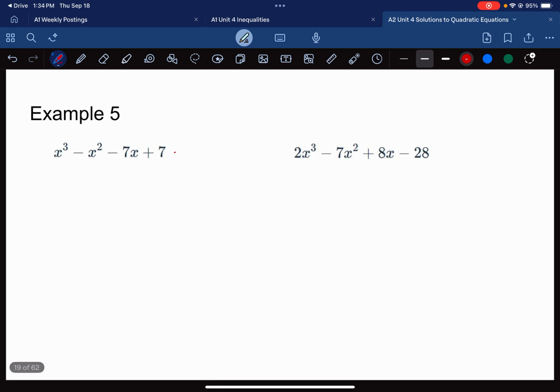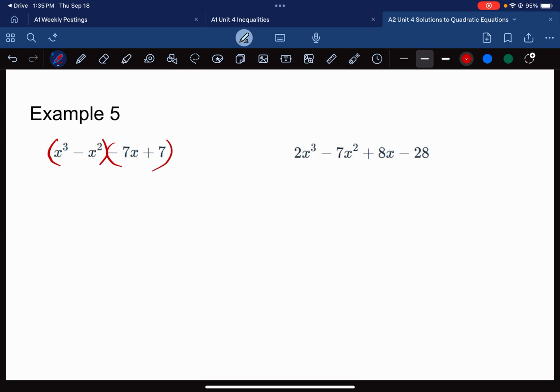So everything's got to be on one side of the equal sign. So in this problem, this question is just about factoring. It's not asking us to solve. So we're going to put the powers in decreasing order. So x cubed, x squared, x and constant. I'm going to group together the first two terms and the second two terms.